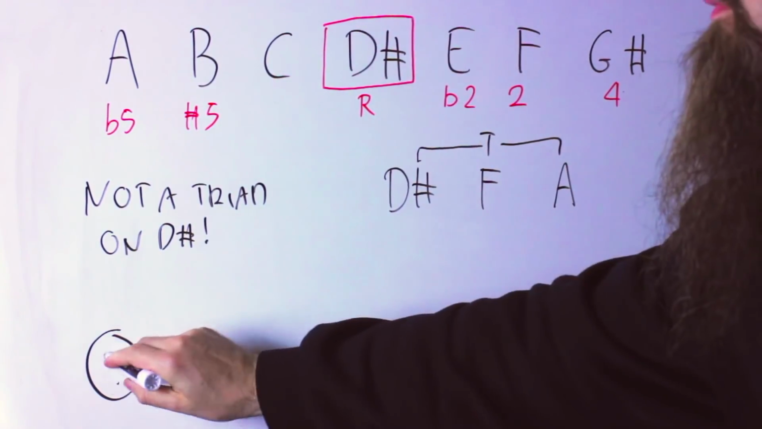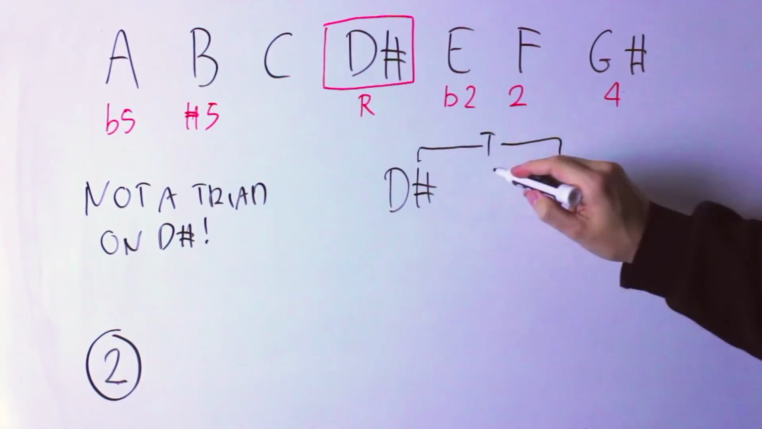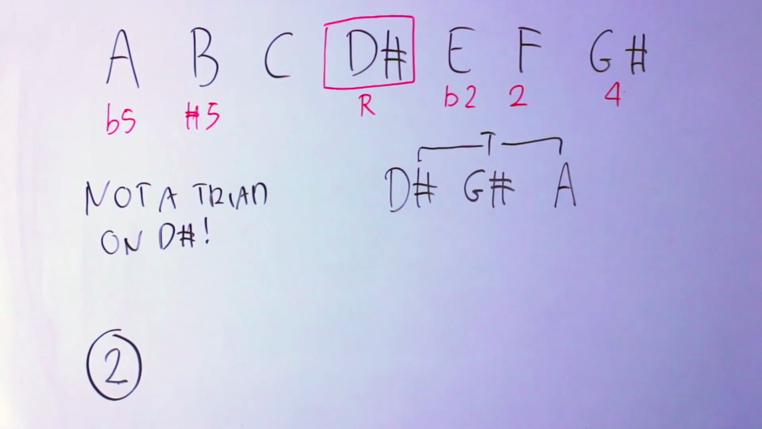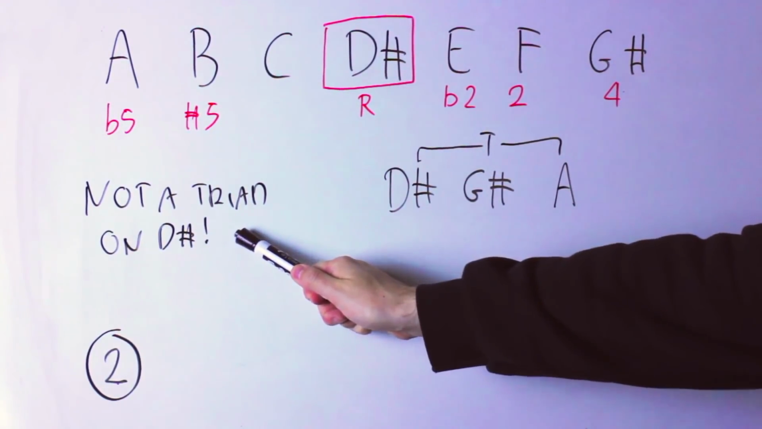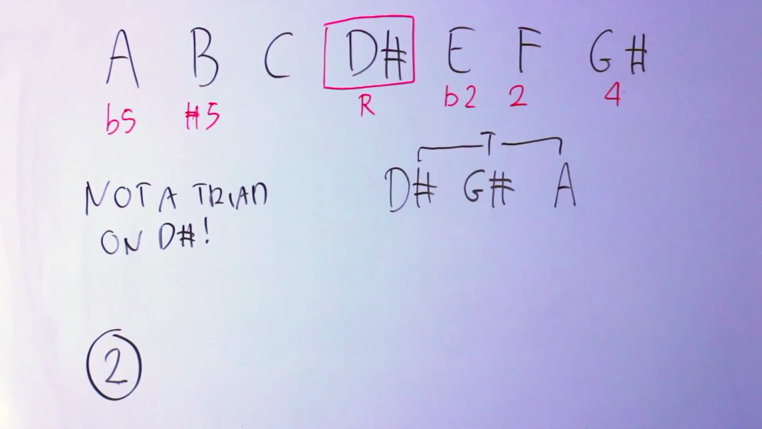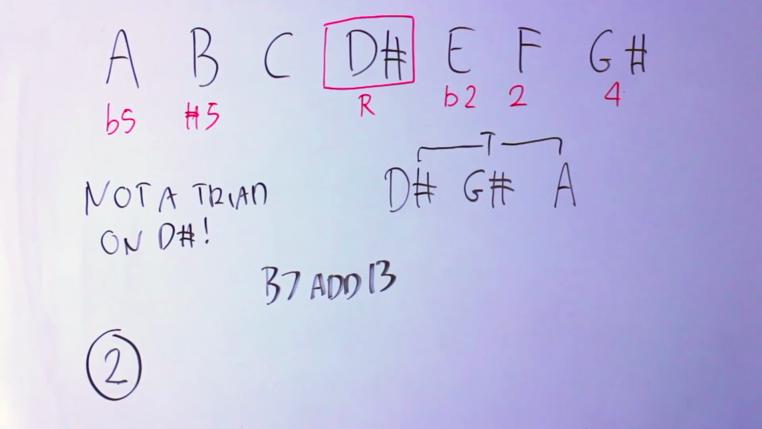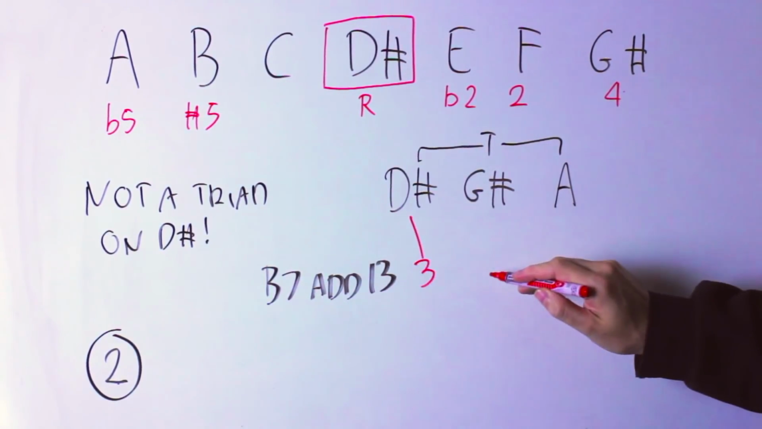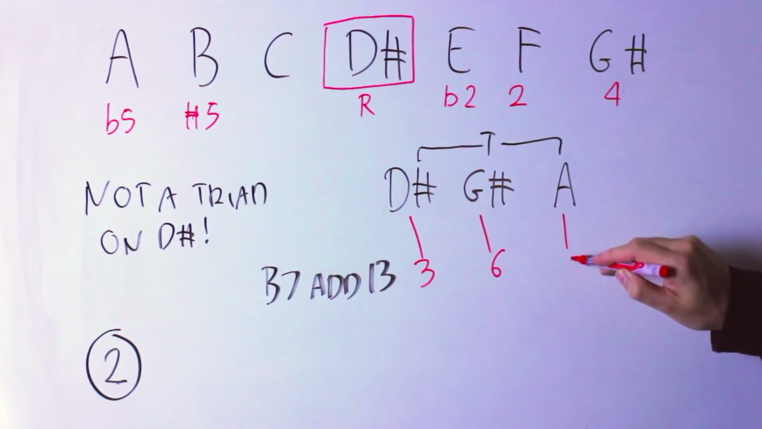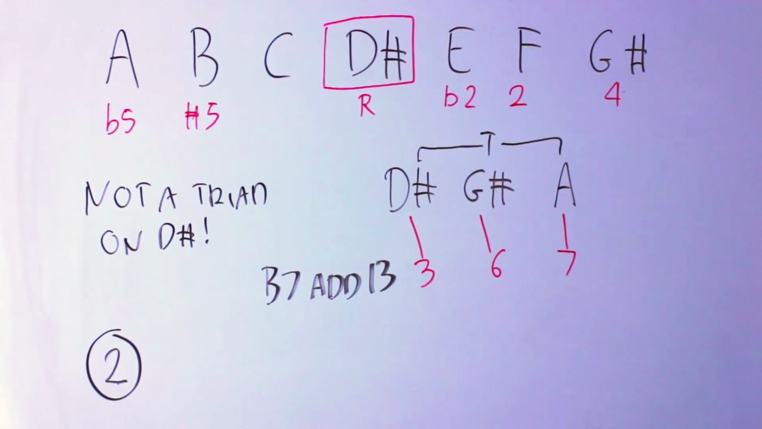Our second possibility is to choose the notes D sharp, G sharp, and A. This still has a tritone between the D sharp and the A. Again, this group of notes is not really a triad over D sharp. If you were to find those three notes in a piece of music, you would explain it most likely as a B7 with an add 13 without the root. D sharp being the third, G sharp the sixth, and A the seventh over this B7.